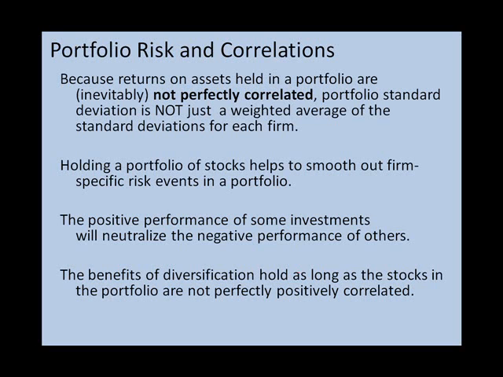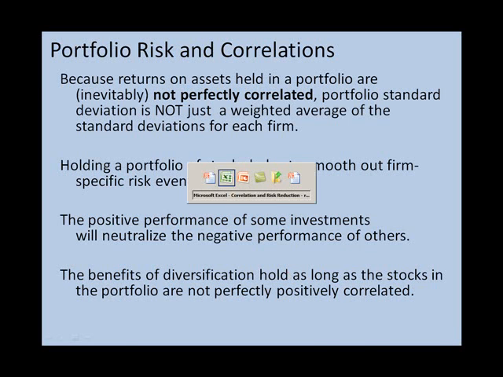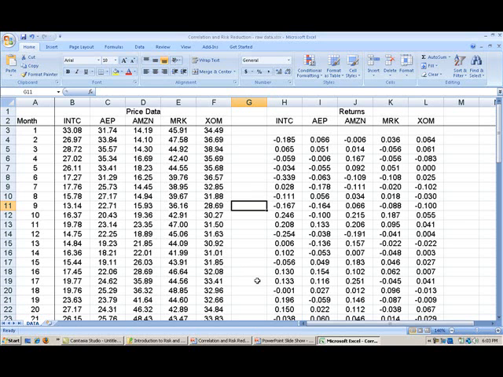And the benefits of diversification will always hold as long as the stocks in the portfolio are not perfectly positively correlated. Now let's move to Excel to see how we calculate portfolio risk and returns in reality. Here we have price data and return data for 5 stocks: Intel, AEP, Amazon, Merck and ExxonMobil. And we need to calculate portfolio returns and risk.